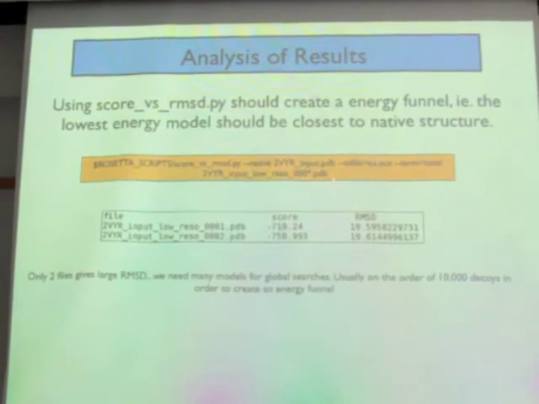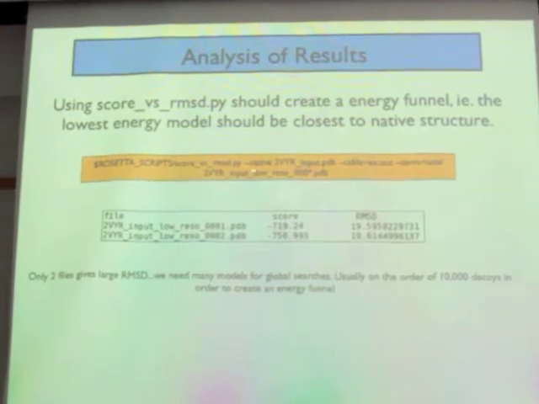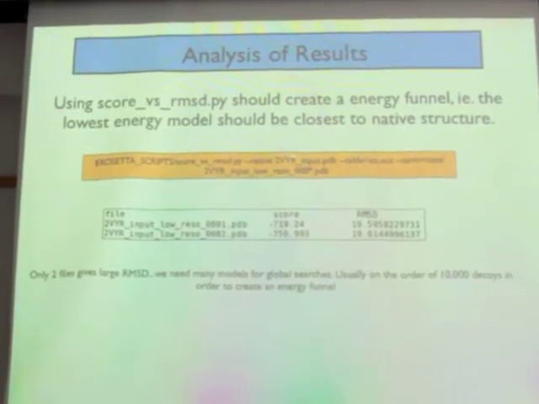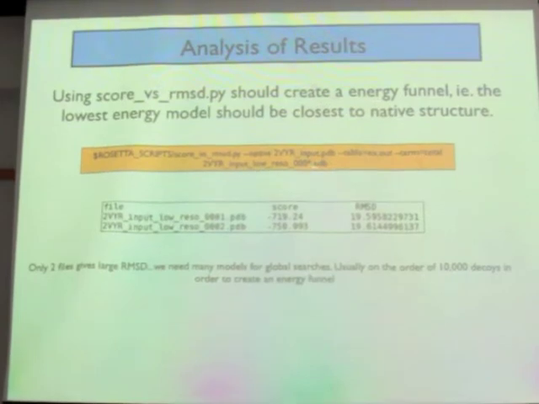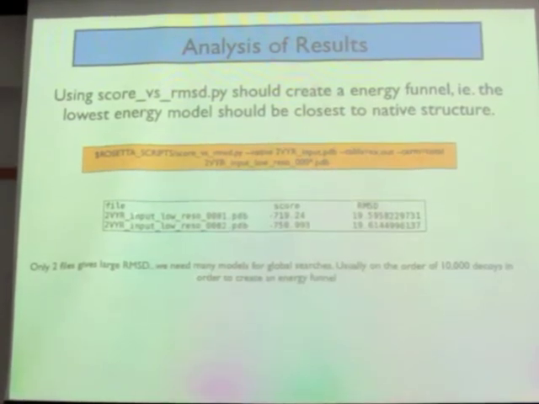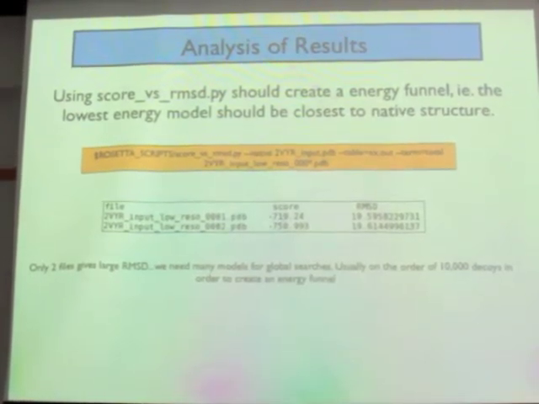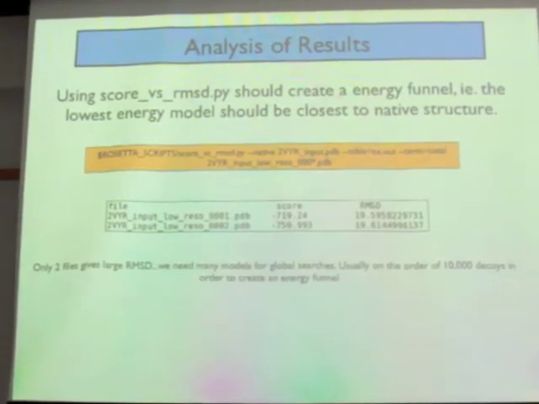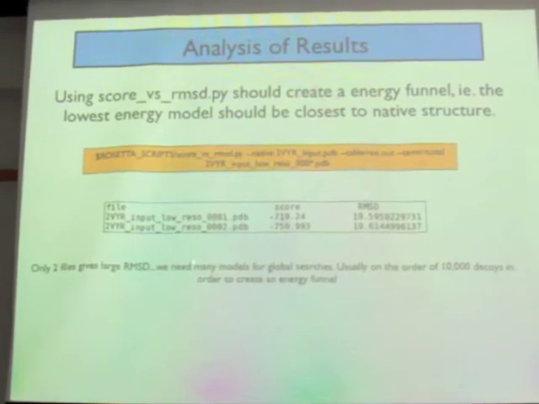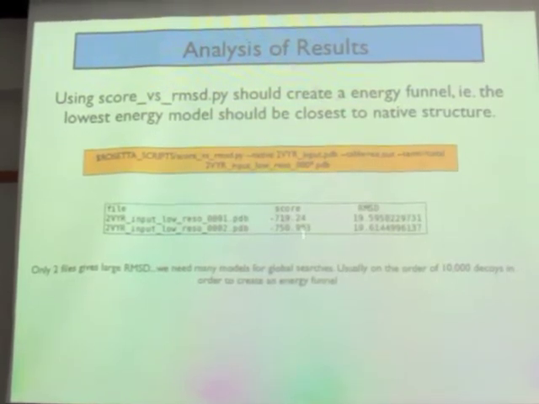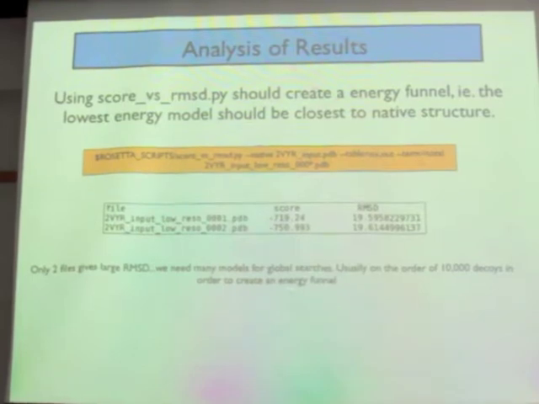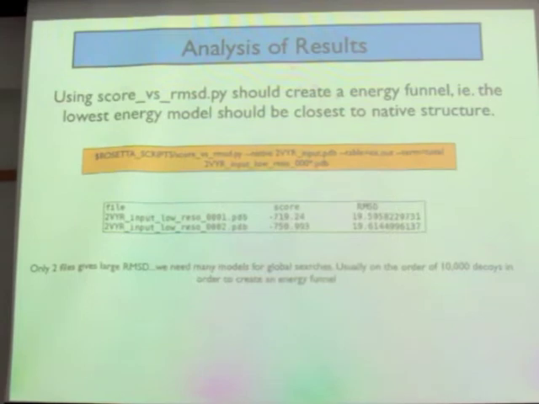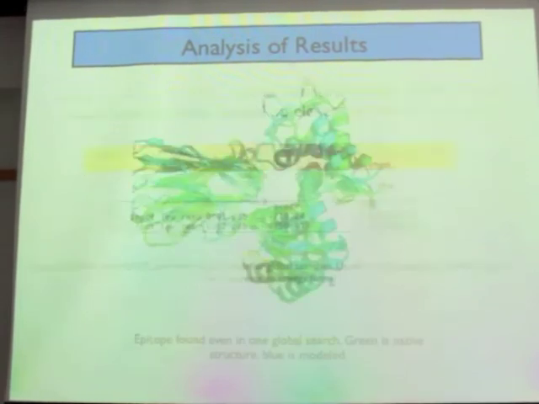work. As you can see, if I just do it once, if I do score versus RMSD, a script that has been provided to you, and I give it the native structure, and then I give it my PDB file. If I look here, I can see that my scores are different, but my RMSDs are high. But I've only given it 2 files, and this again shows you why you want to do the many decoys, since they are Monte Carlo searches, not molecular dynamics. So we usually use on the order of 10,000 decoys in order to create an energy funnel.